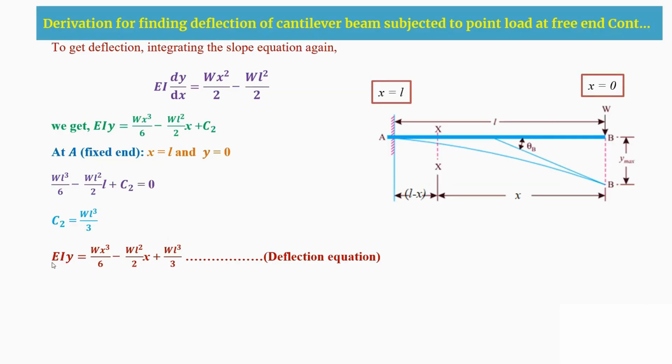This equation is valid for x equal to 0 to L. So you can substitute the x value at any point and you can get the deflection value at that section. Now we are going to find the deflection at this B support. So now you substitute x equal to 0. I am going to get the deflection at this portion, that is y equal to yB. We get the yB value as WL cube by 3EI. So this is the deflection at this B support.